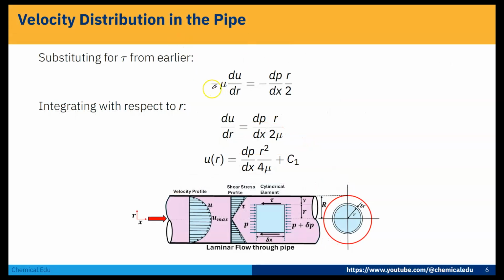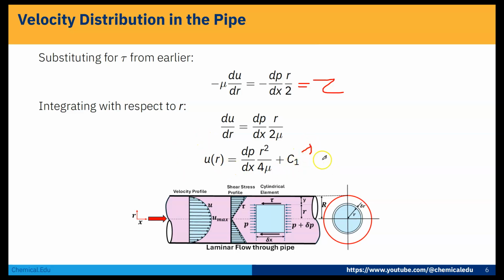Now, minus du by dr is nothing but minus, because this is tau, so tau is minus dp by dx times r by 2, and dp by dx is constant. So now from here, du by dr is nothing but dp by dx times r by 2 mu. Now if we integrate, u of r is equal to dp by dx times r square by 4 mu plus c1. Now c1 is the integration constant.